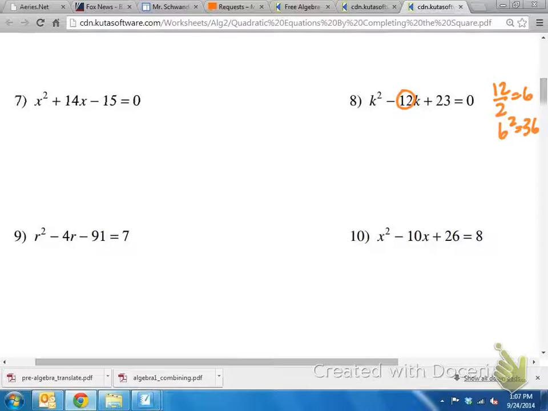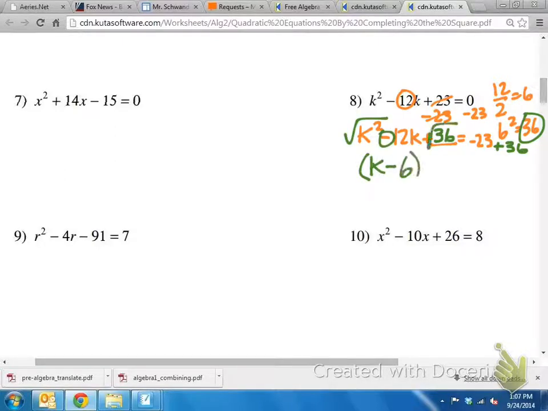So 23 isn't 36, so let's move the 23 over by subtracting it, and then we'll get k squared minus 12k plus something equals negative 23. And again, the something we want is 36 because we want half of b squared. So we plug in 36, and whatever I do to one side, I do to the other. Now let's go ahead and make our perfect square trinomial on the left, which would give us (k minus 6) squared. And on the right-hand side, negative 23 plus 36 is 13.